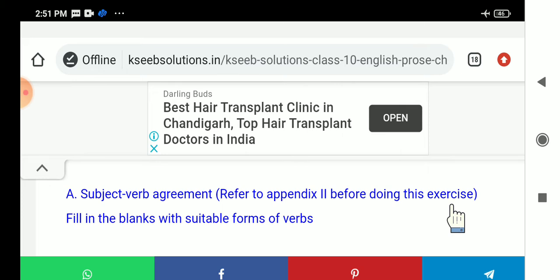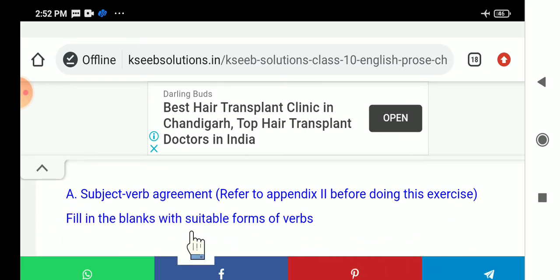There is an Appendix number 2 in your textbook. Refer to it, and there you will get the real meaning of subject and verb agreement that we have discussed in the animated video. We have even discussed the 25 rules of subject and verb agreement. It is not given there, but we have discussed it because it is important for filling in the blanks with suitable verbs according to the singular and the plural subject.